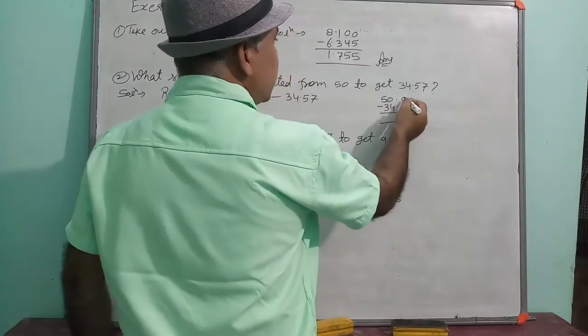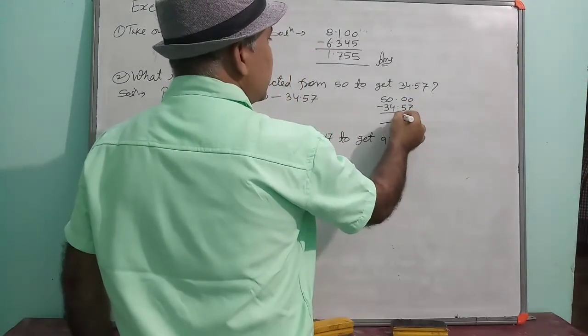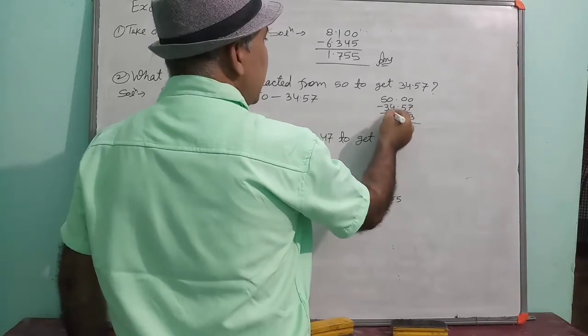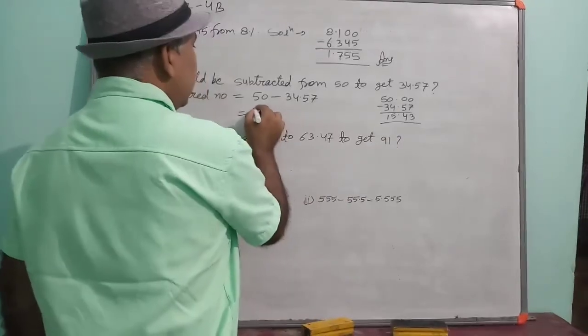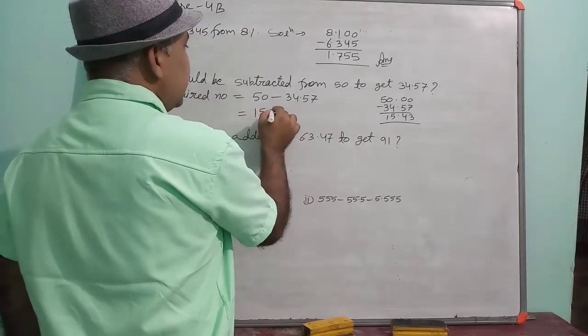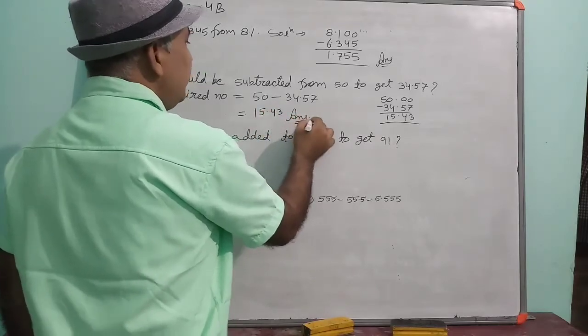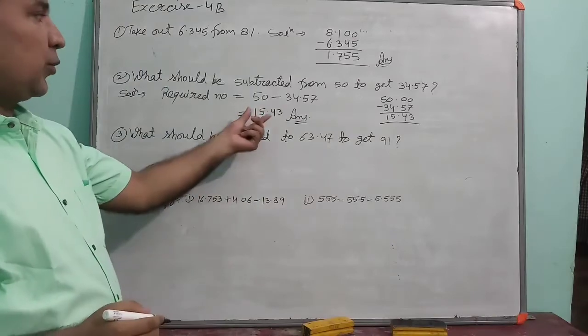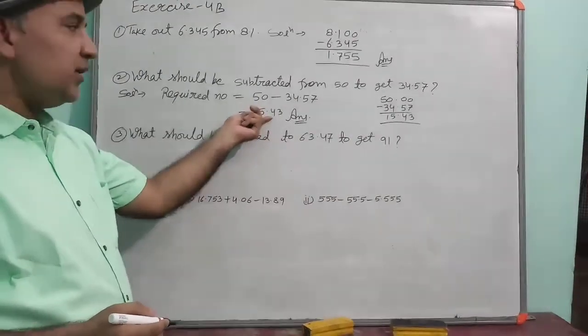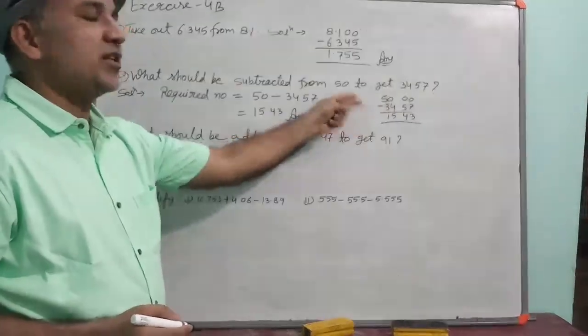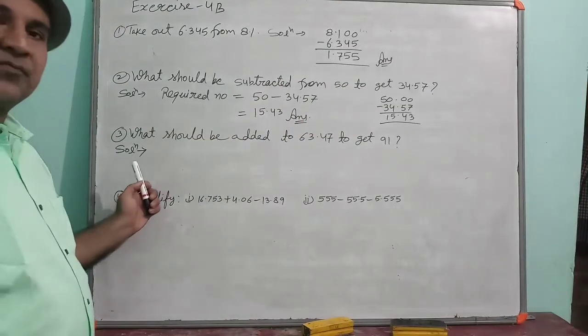10 minus 7 is 3. 9 minus 5 is 4. 9 minus 4 is 5. 4 minus 3 is 1. That means your answer is 15.43. Okay. If you can subtract directly, then you can do this. Otherwise, show this method. See this.